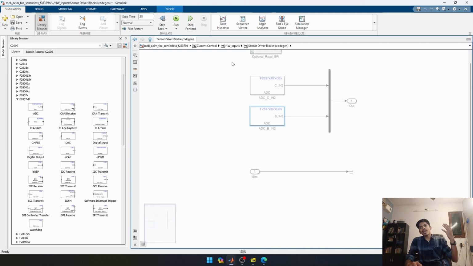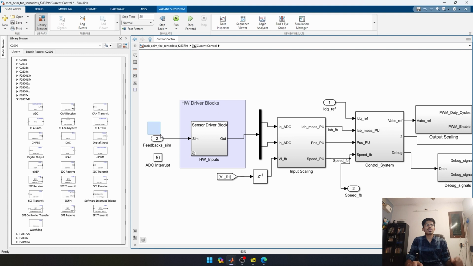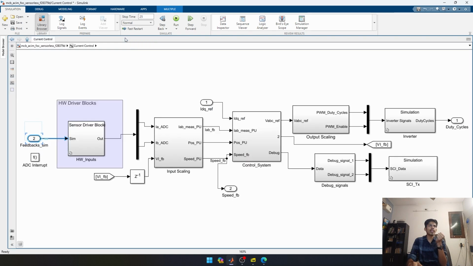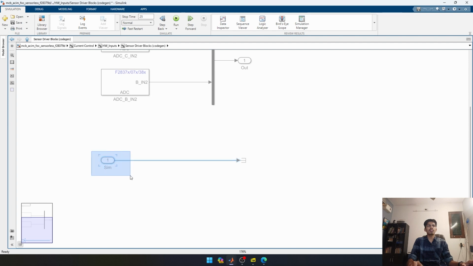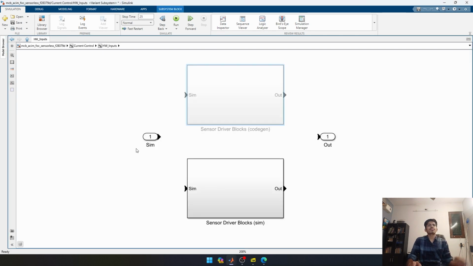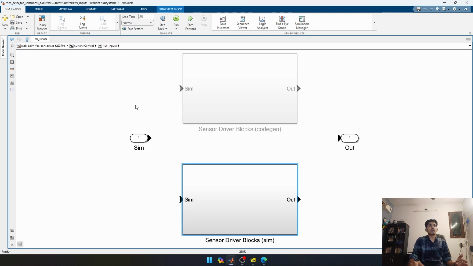When you are in the hardware generation mode, we don't need the simulation currents. This is a virtual block which we only run in the virtual simulation mode, so we don't need that when generating code for hardware. That's why we are terminating these simulation data values by using a block called Terminator. In the simulation mode, that current is directly forwarded. We don't need any processing.